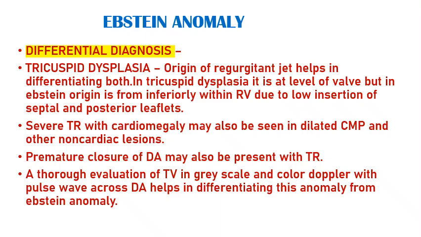Severe tricuspid regurgitation with cardiomegaly may also be seen in dilated cardiomyopathy and other non-cardiac lesions. Premature closure of the ductus arteriosus may also be present with tricuspid regurgitation. A thorough evaluation of the tricuspid valve in grayscale and color Doppler, with pulse wave across the ductus arteriosus, helps in differentiating this anomaly from Ebstein anomaly.